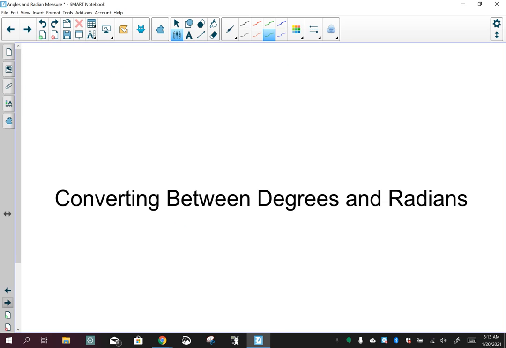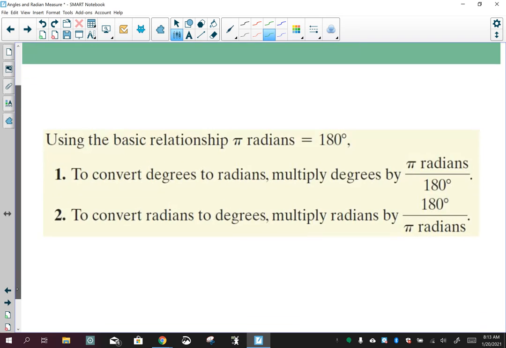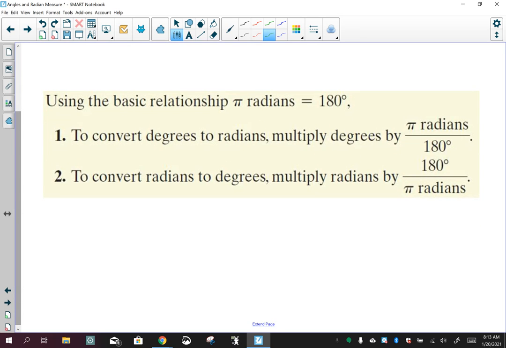All right. So now, let's talk about converting back and forth. So we're going to convert from degrees to radians and radians to degrees. In order to do that, you need these two conversions. When you are going to convert degrees to radians, notice I was talking about pi. So pi radians is the same thing as 180 degrees. So what you're going to do is multiply by pi radians over 180 or 180 over pi radians. Notice that since these two are the same thing, it's 1.